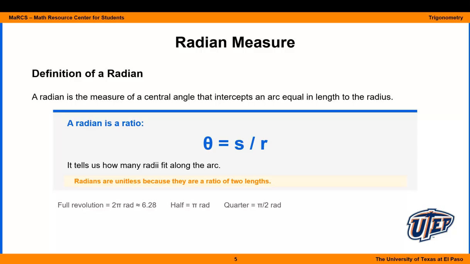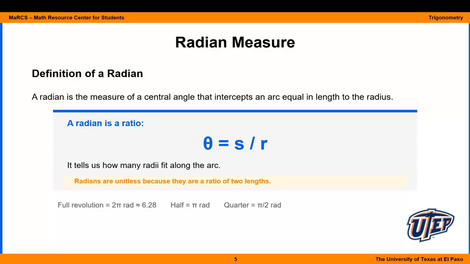Radians come directly from the geometry of a circle. A radian is defined as the angle that intercepts an arc whose length is exactly equal to the radius of the circle. So if the arc along the circle is the same length as the radius, the angle that creates the arc measures 1 radian. Mathematically, this relationship can be written as theta equals s over r, where s represents the arc length and r represents the radius. Because radians are defined as a ratio of two lengths, the units cancel out. That means that radians are unitless.